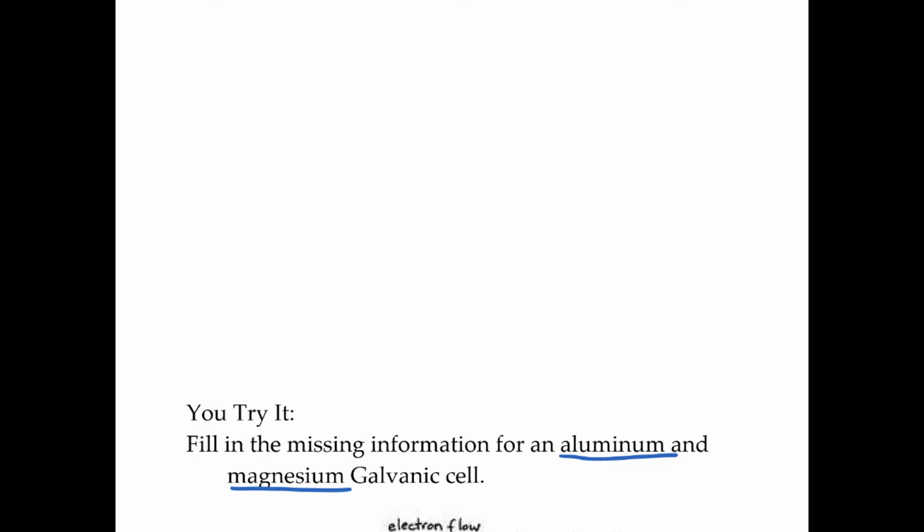This page is a you try it, so what I really would like you to do is pause the video, try this on your own to figure out what happens when you have aluminum in a cell and magnesium in a cell. Draw the picture, write the equations, get the voltage, do everything that we learned on the last page, then restart the video and see how you did.